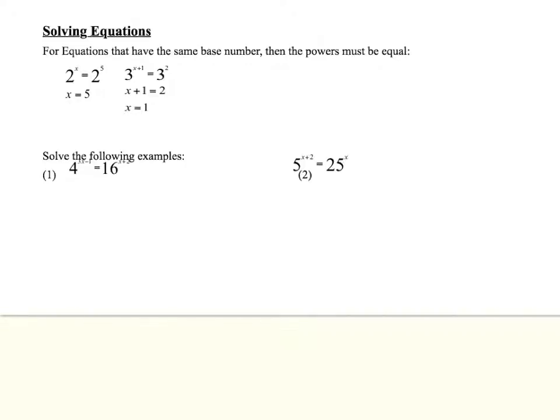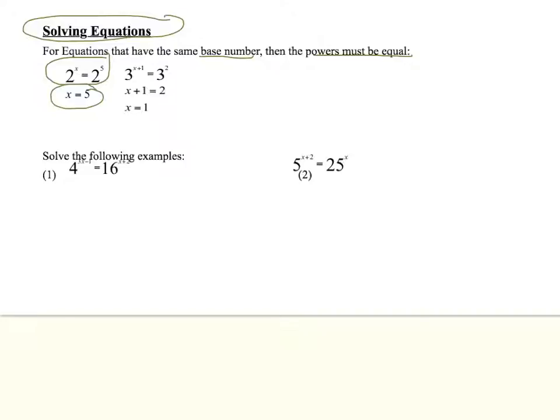Our last objective for this chapter is solving equations. So, for equations that have the same base number, the powers must be equal. So we'll look at our first example, where we have 2 to the x is equal to 2 raised to the 5th power. Well, obviously, x must equal 5, right? Because the base numbers are the same, the powers must be equal, right?